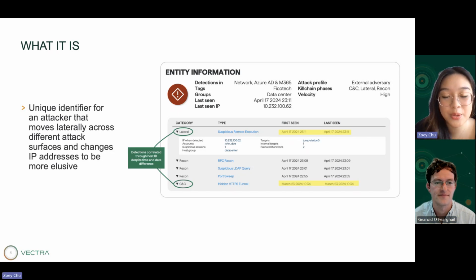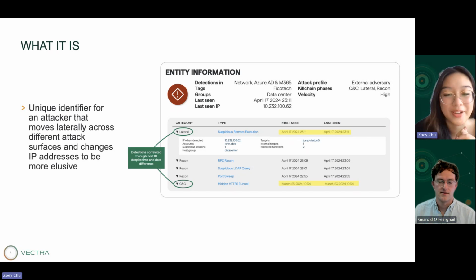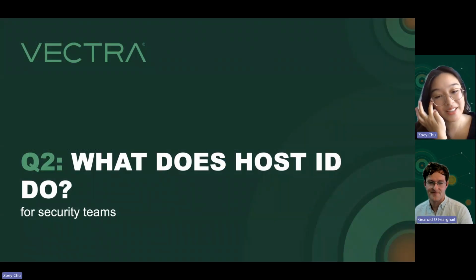Yeah, absolutely. And that host is linked underneath an entity, right? Exactly. It's what's showcased on there. Okay, the host is linked to the entity, exactly, yeah.